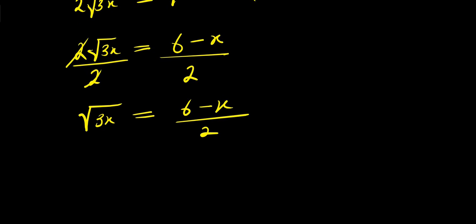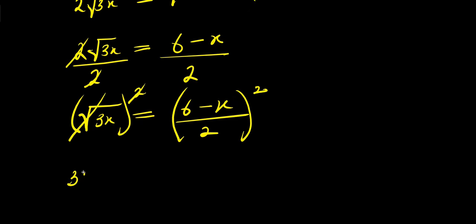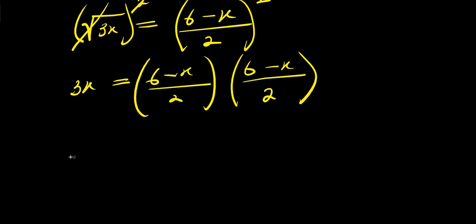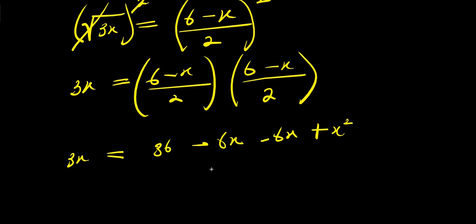So what we do is to take the squares of both sides of this equation. This eliminates this. I have 3x equals 6 minus x, all divided by 2, squared. So from here, I have 3x equals 6 times 6, this is 36, minus 6 times x, minus x times 6, and negative x times negative x, this is plus x squared, divided by 2 times 2, that is 4.